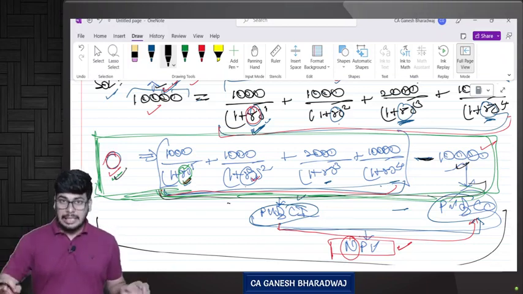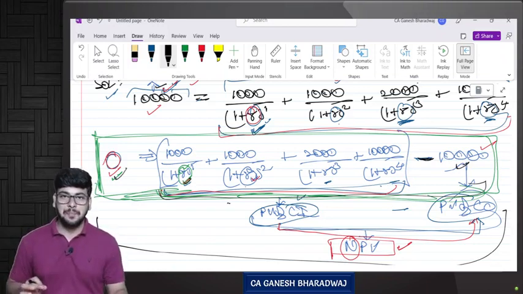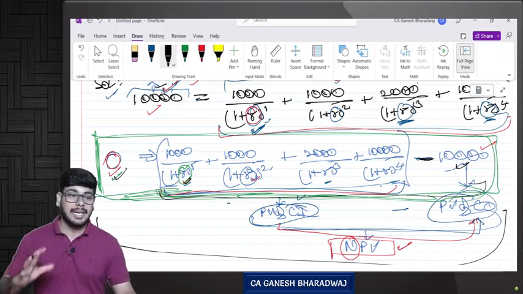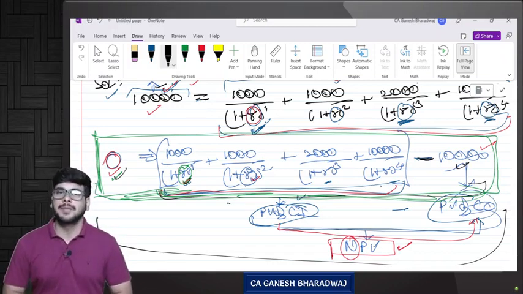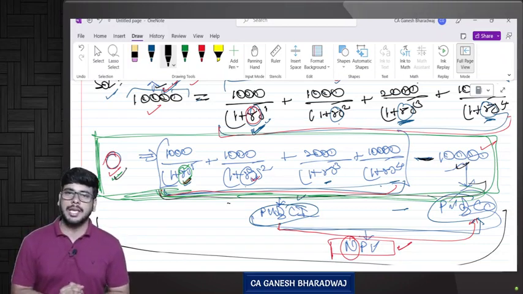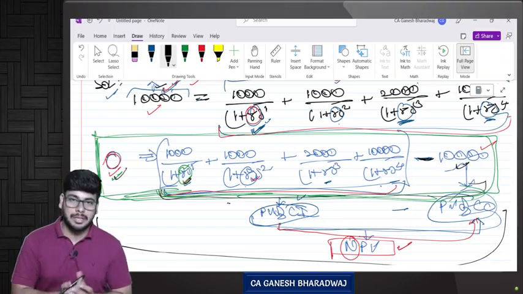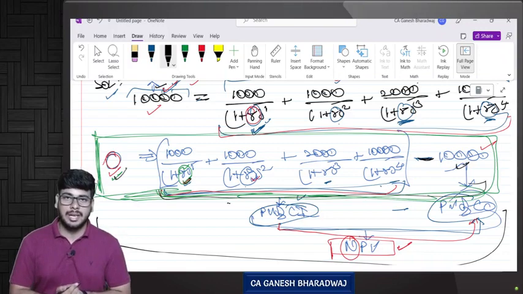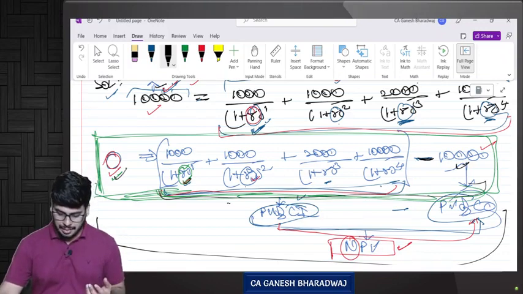Till now in this world, there has not been a direct formula to compute IRR. There is no direct and straightforward formula to calculate IRR, which means to calculate IRR, we need to use something called the trial and error method. So what is the trial and error method?